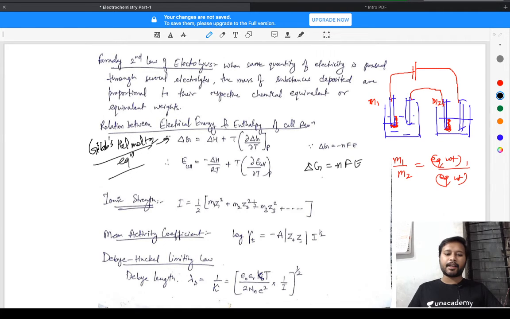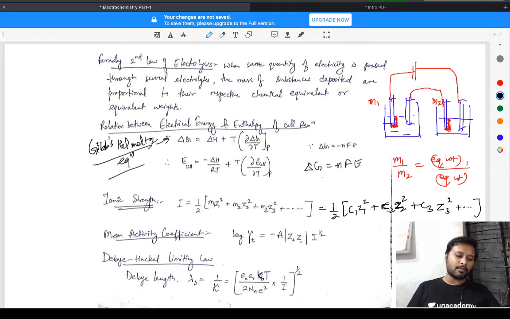So ionic strength tells you about the strength of the ionic solution, in layman's language. Ionic strength is equal to half of m1 z1 squared plus m2 z2 squared plus m3 z3 squared, and so on. It depends upon how many things you are going to add. Now you can replace this m with the concentration as well. So you have this formula, that is half of C1 Z1 squared plus C2 Z2 squared plus C3 Z3 squared, and so on. Here Z1, Z2, Z3 are the different species being dissolved in that particular solution.